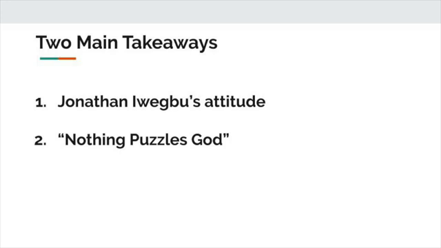Okay, so there are two main takeaways that I'm going to look at in this video. And this video is already turning out to be a little longer than I thought it was going to be, so we won't take too much time on them. But the two takeaways that I want to look at are, one, Jonathan's attitude. And then the second one is this phrase that's repeated several times in the text. And we know that when something's repeated in a text, it's definitely important. Important to the author and something that he or she wants important to the reader. So this phrase, "nothing puzzles God."